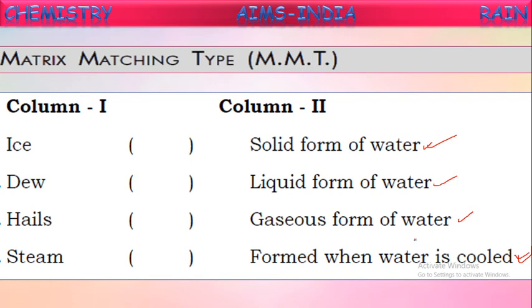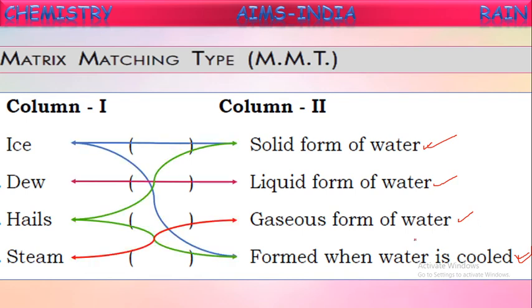Now let us try to match these with the lines. See here, ice is solid form and is formed when water is cold. Dew, liquid form. Hails or hailstones are solid form of water and formed when water is cold. And steam. Steam is gaseous form of water. Okay, observe once the matching. Okay, next.